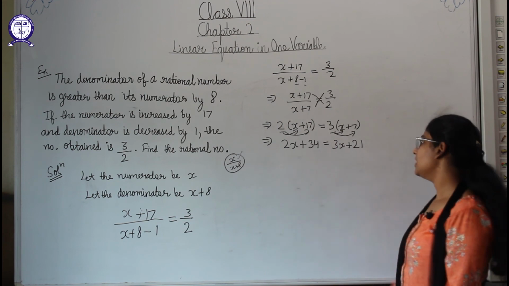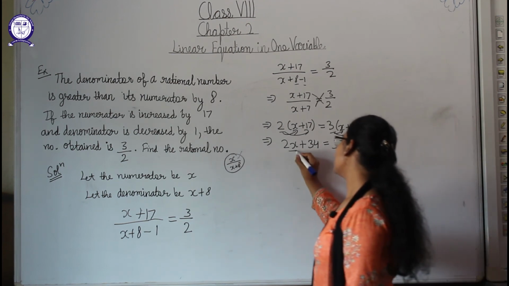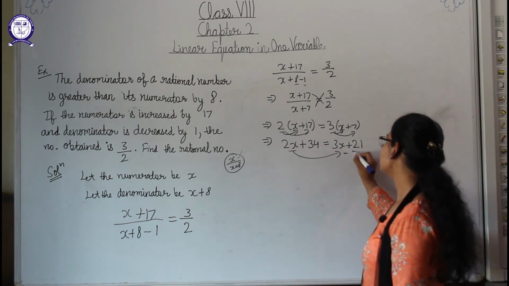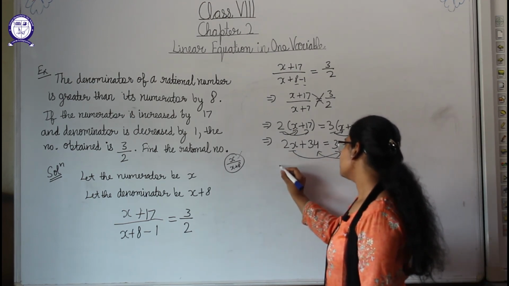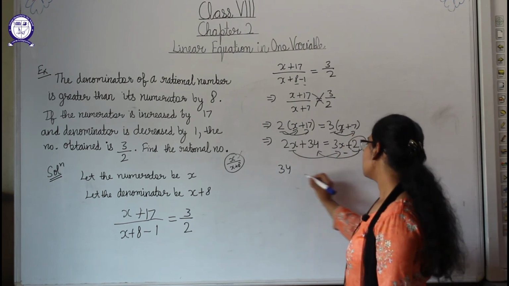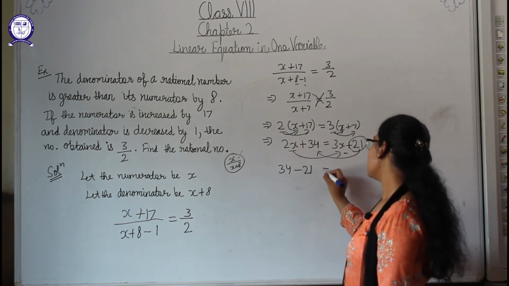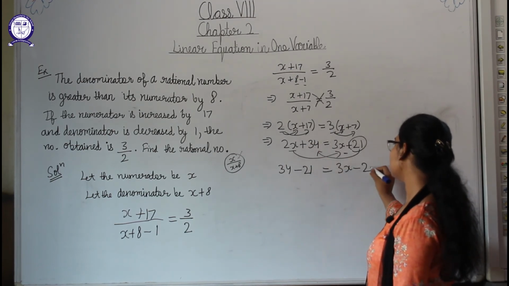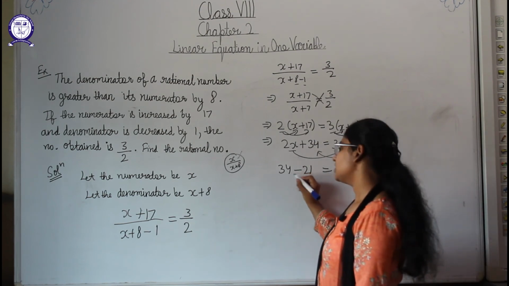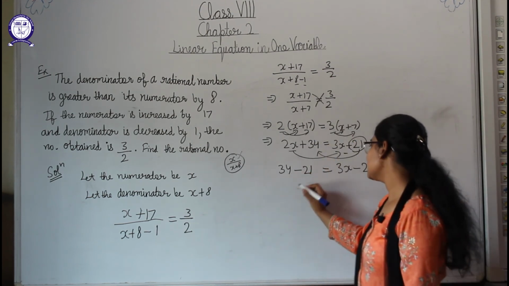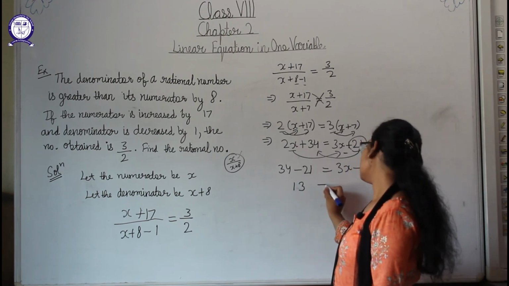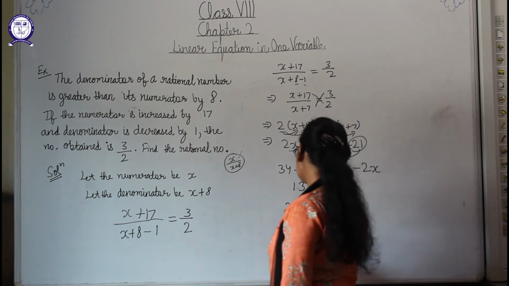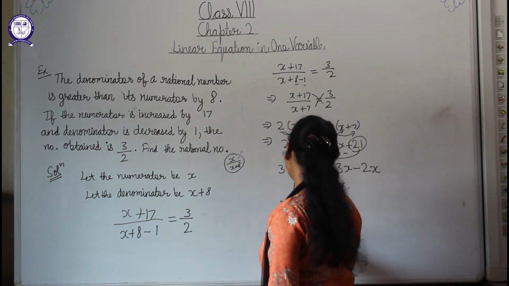Now this 2x can be transferred to the other side, it is plus, so it will be negative, and this 21 can be transferred here. So 34 is already here. Now minus 21 will be here, equals 3x, which is already here. This 2x will be transferred here, so it will be negative 2x. Now students, 34 minus 21, what will be the answer? 13 is the answer, and 3x minus 2x will be 1x, so we can write x. It means the value of x comes out to be 13.